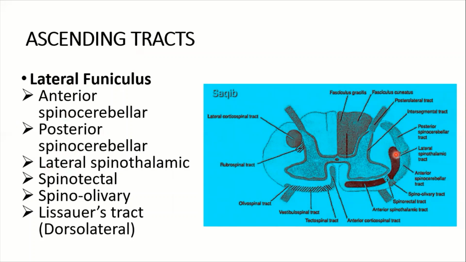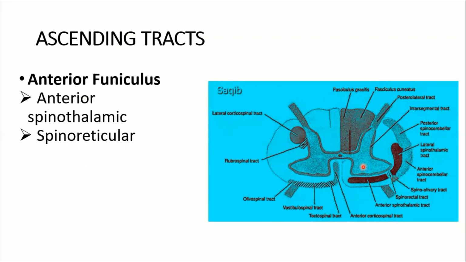Very important, the lateral spinothalamic tract. We'll discuss in the next lecture the various tracts, the role of the fibers they convey to the higher centers, and how they interpret the various sensations. So this is the lateral spinothalamic tract, and then the spinotectal. Here is the spinotectal, then the spinoolivary, okay, and then another tract, the spinoreticular, is also over here.